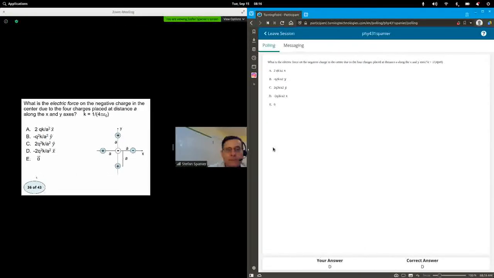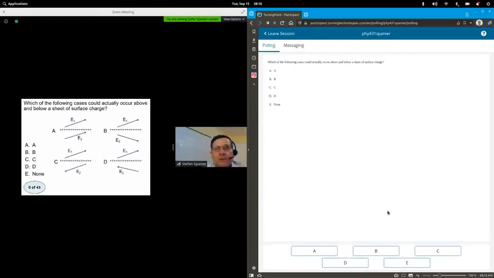Okay, so in this case, I'm not going to answer the question until we are through these 5 questions. But of course, if you still have doubts or why you didn't answer, ask after the test. So the next question, which of the following cases could actually occur above and below a sheet of surface charge? And here you really have to look at the different schematics.